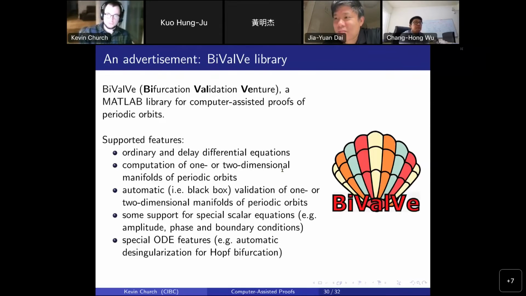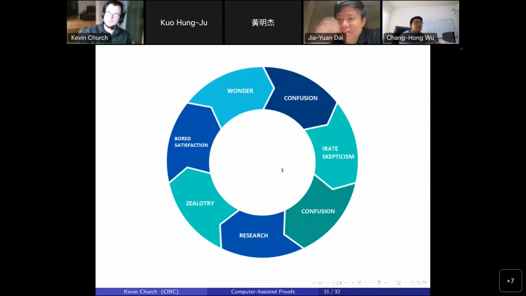And before I finish, I'll just say that mathematical discovery is not a linear thing; it's a cycle. Maybe some of you have now seen a couple of examples of what computer-assisted proofs can do, and maybe you're in the wonder phase. I myself am in the zealotry phase. Eventually I'll get bored, but then maybe somebody will show me something really interesting, and I'll get excited again.